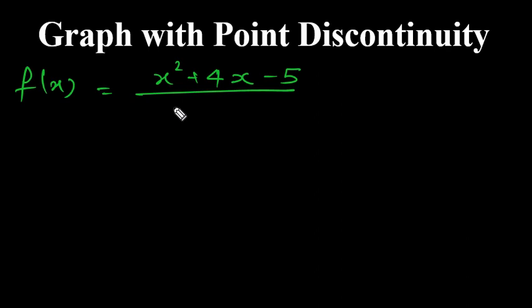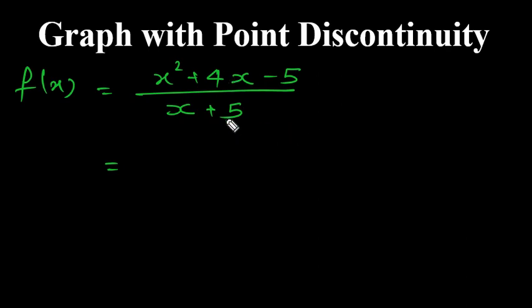The second question we have is f of x is equal to x squared plus 4x minus 5 divided by x plus 5. In this case, if there is any common factor, you need to cancel. So you can also try those concepts which we have studied.